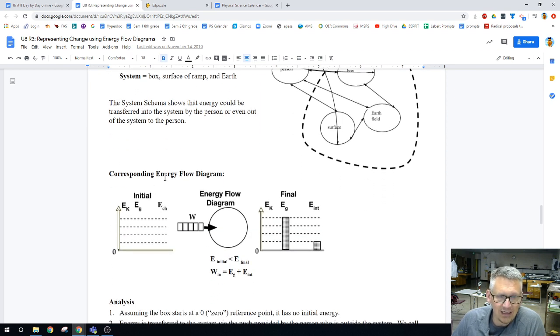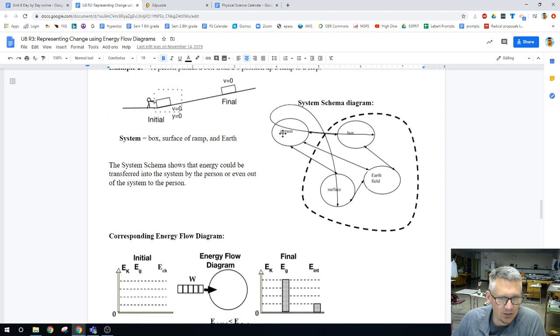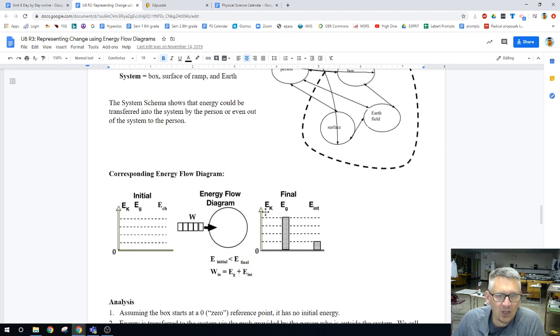So the corresponding energy flow diagram, in the beginning, there is no kinetic, no gravitational, no chemical, but 1, 2, 3, 4, 5 pieces of work energy are going into the system. Because the person is outside of the system, the energy has got to go into the system. And afterwards, there's no kinetic because the box is at rest, and there's 1, 2, 3, 4 pieces of energy gravitational and 1 piece of energy internal.